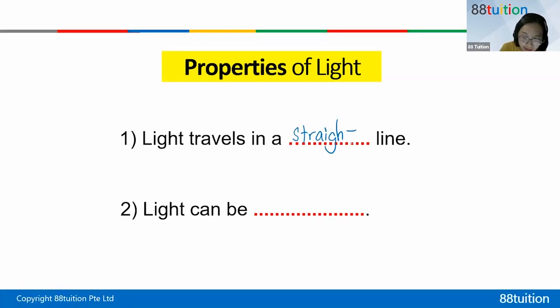Right, and light can be reflected. This word is important for primary school, reflection of light.